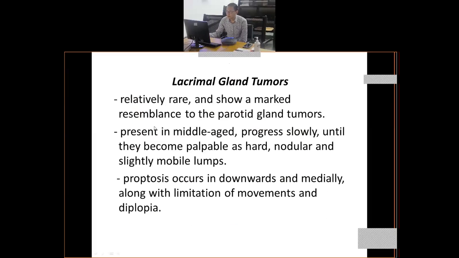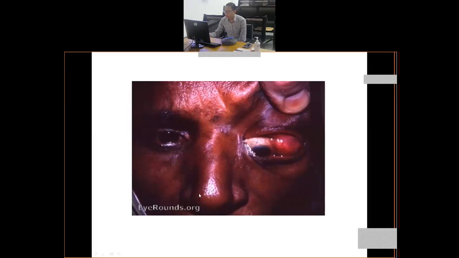Lacrimal gland tumors, relatively rare, show a marked resemblance to the parotid gland tumors. They present in the middle age, progress slowly until they become palpable as hard, nodular, or slightly mobile lumps. Proptosis occurs downward and medially, along with limitation of the movements and diplopia. You can see in this picture, eyeball is directed downward and medially due to the lacrimal gland tumor. This is the lacrimal gland tumor.